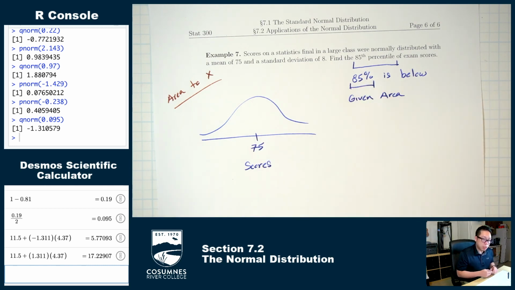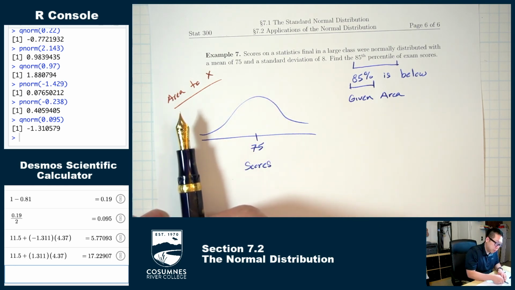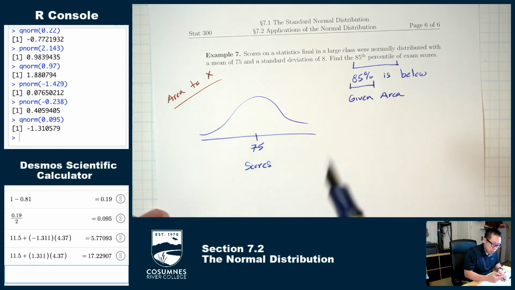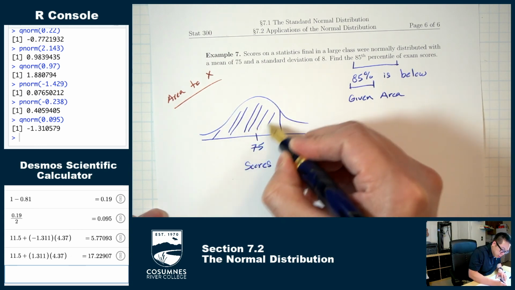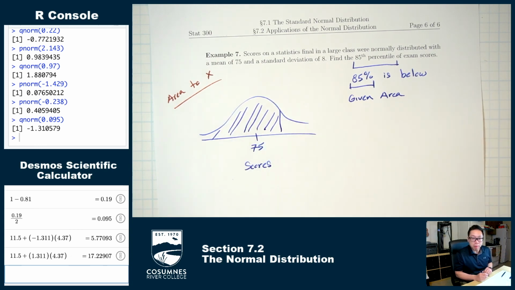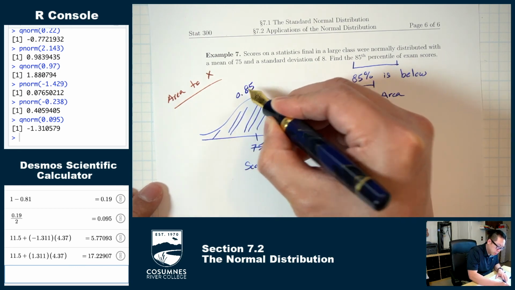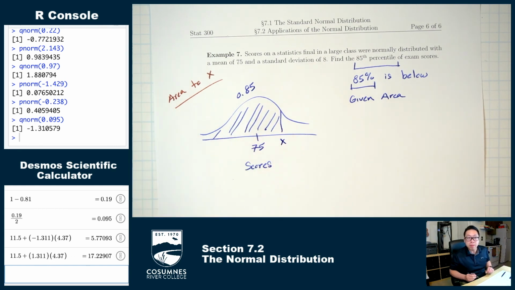Okay, where should it actually be? It doesn't actually matter that you draw the picture accurately, but let's try to be accurate here. So 75 is in the middle, right? Which means 50% is to the left. If I want 85% to the left, it would actually have to be somewhere over here to be 85%, right? So 0.85 is the area, and I'm actually looking for the exam score that has 0.85 to the left.